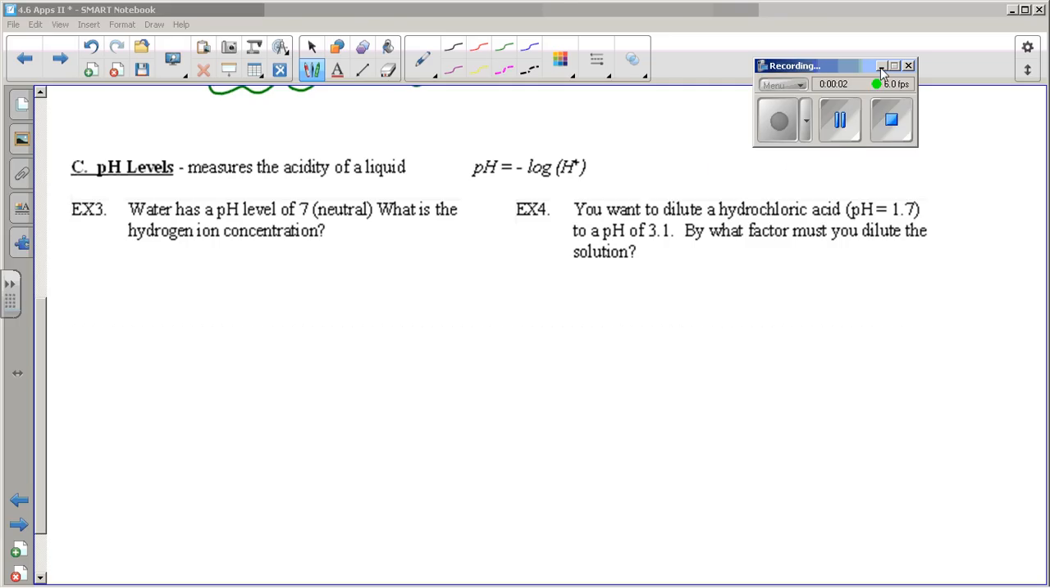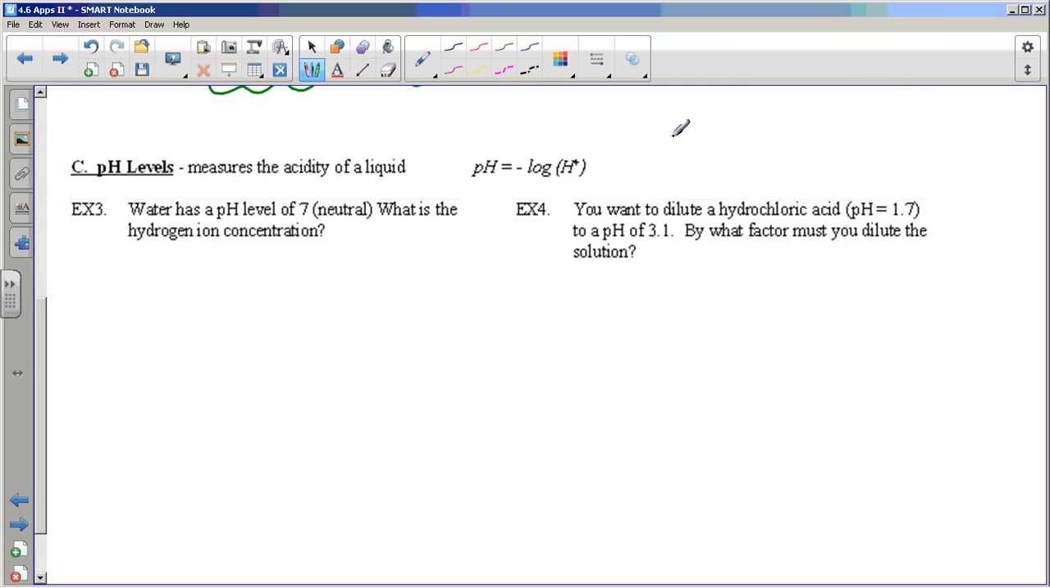All right, a third log scale, and again another one that some of you will be very familiar with from chemistry class, is the pH scale. pH is a logarithmic scale where the pH rating, so for instance, in example 3, we have water has a pH level of 7. Where does that 7 come from? Well, it's a log scale.